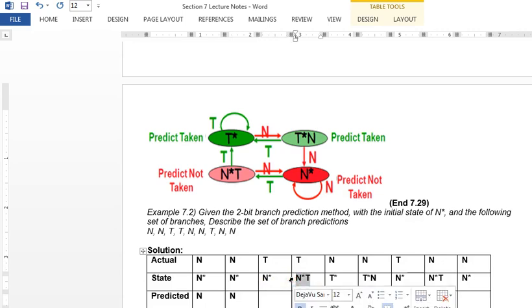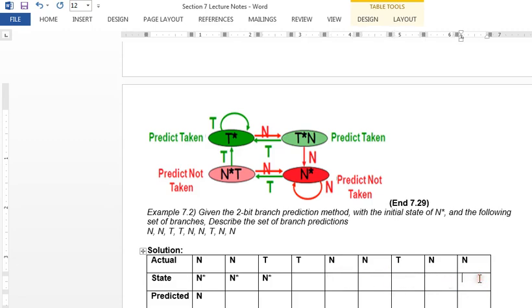I don't know why it deleted. I'll just delete these two since I'm giving away the answer here. Okay, so if we're at N star, so we predicted not taken. So what are we actually predicting? If we're at this state, are we predicting taken or not taken? Were we correct? Actually, we're supposed to take it. So where do we go?